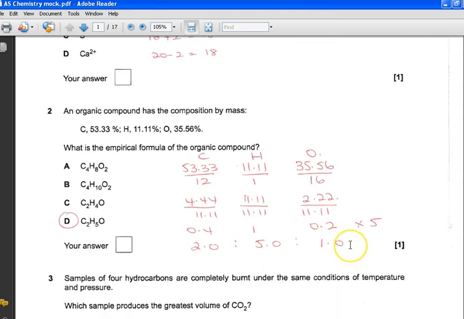This one, composition by mass, empirical formula. Best way to do it really, I think, is just to quickly scribble it out so that you can see it's 2 to 5 to 1.